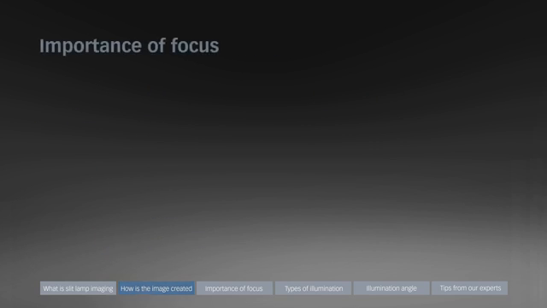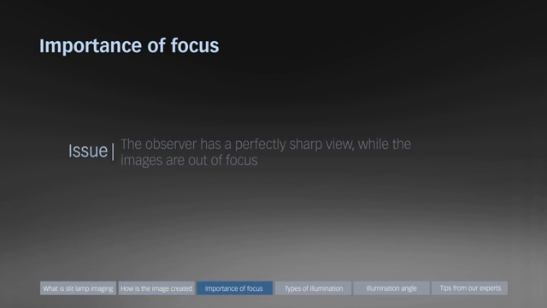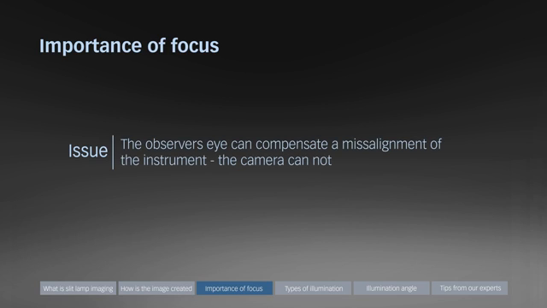This section is dedicated to the importance of focus. A common issue in slit lamp imaging is that the observer has a perfectly sharp view while the images are out of focus. This is because the observer's eye can compensate a misalignment of the instrument, but the camera cannot.